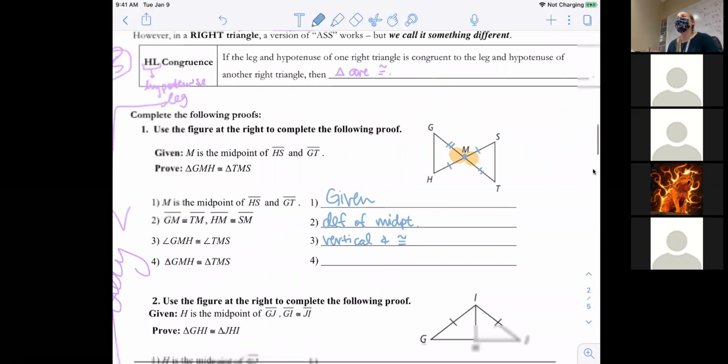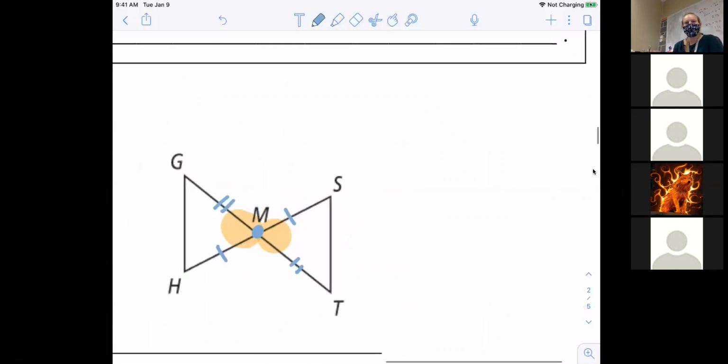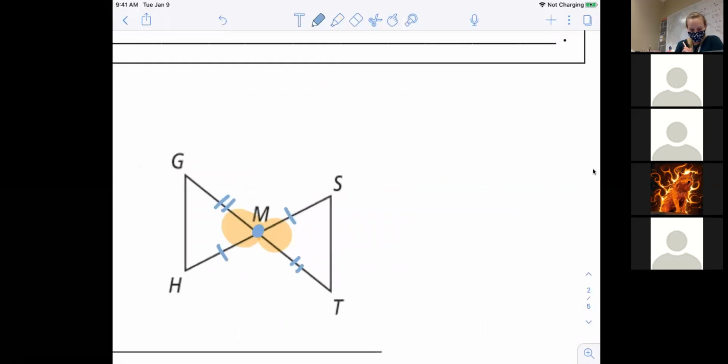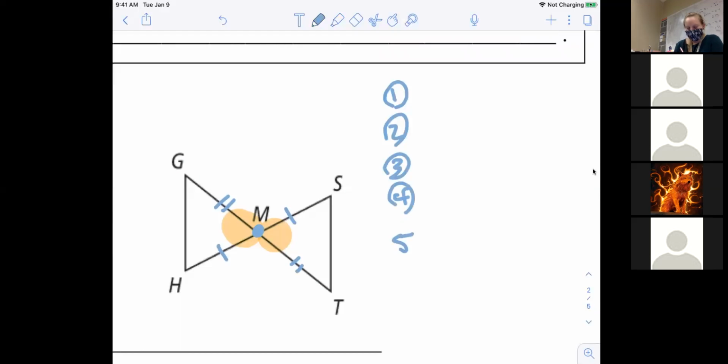All right, and now we're at the very end. Now it says these 2 triangles are congruent to each other. So we have to use one of the postulates we learned yesterday. Can you remind me what one of my postulates was? I'm just going to make a list right here. There's 5. Look back at your notes if you don't remember.